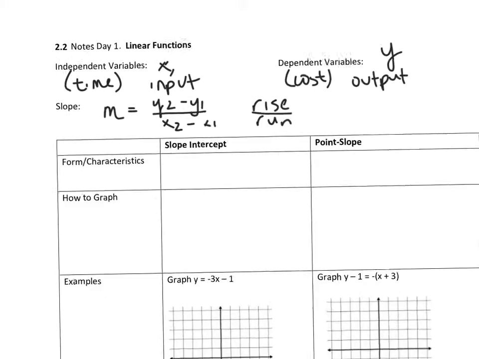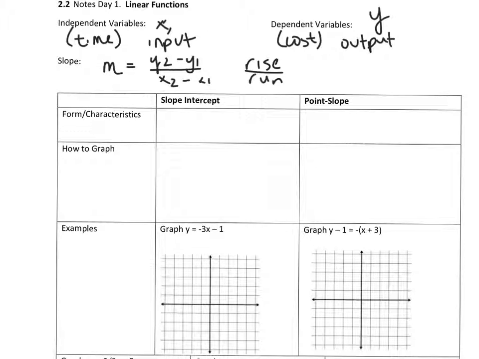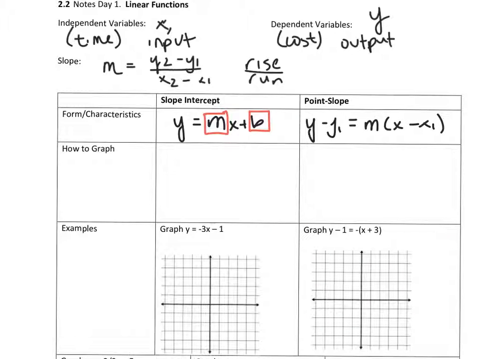So there are two types of equations that we're going to work with in this lesson. One is slope-intercept form and one is point-slope form. Slope-intercept form is y equals mx plus b. In slope-intercept form, the m is the slope and the b is the y-intercept. Point-slope form is y minus y1 equals m times x minus x1. Your x1 and y1 are going to be the ordered pair, and your slope is going to be m.